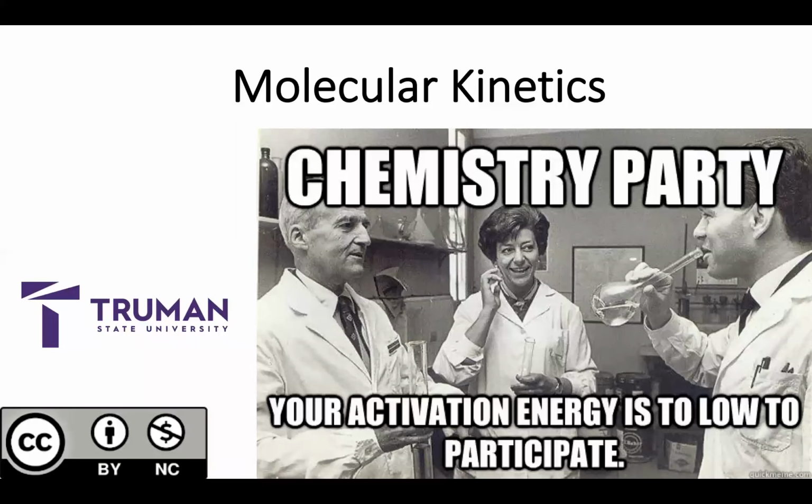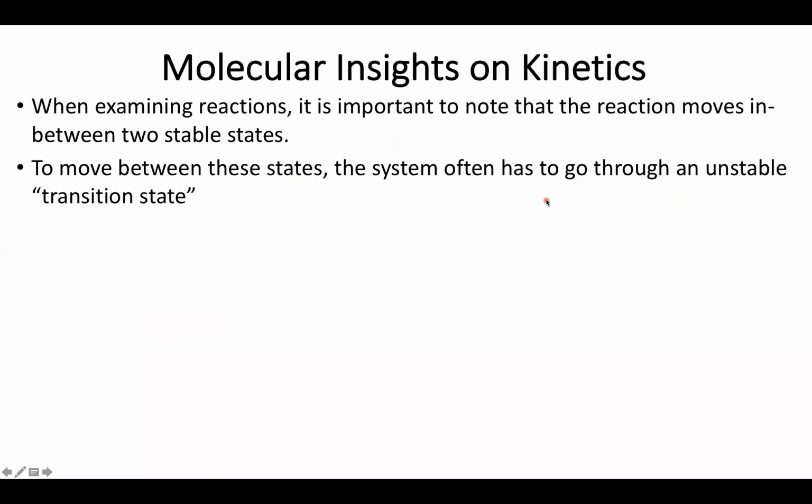So today we're going to be taking a look at how we can try and control the rates of a reaction by looking more at the molecular level. One of the important things to keep in mind when we're talking about chemical reactions is that really what we're doing is talking about molecules moving in between two stable states that we call the reactants and the products.